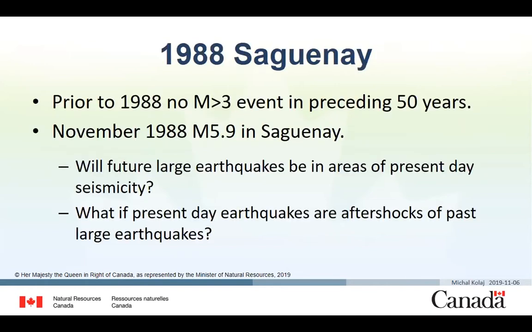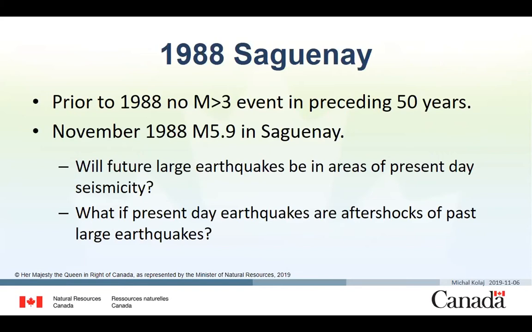And I mentioned that the Saguenay earthquake was a bit of a surprise. Prior to 1988, there were no recorded magnitude 3 events by the Geological Survey and its predecessors in the preceding 50 years. So effectively, the hazard in the Saguenay region was not thought to be as high as we know it now. And so the question arises, will future large earthquakes occur in regions where we have present-day seismicity?